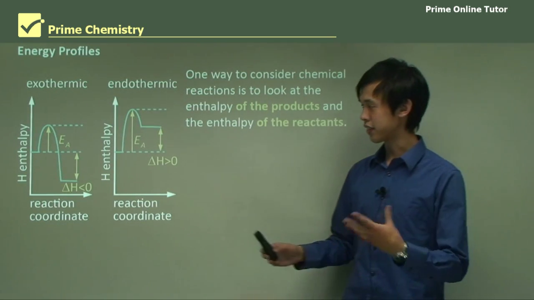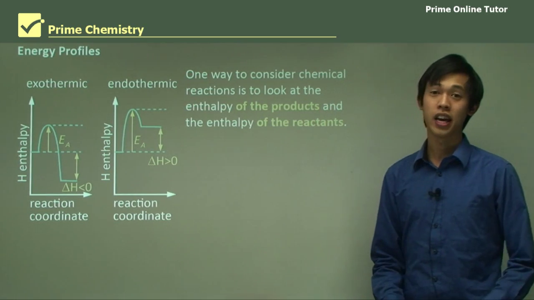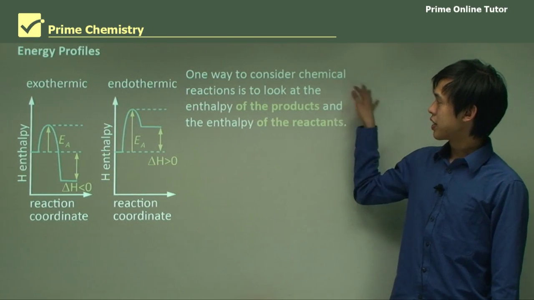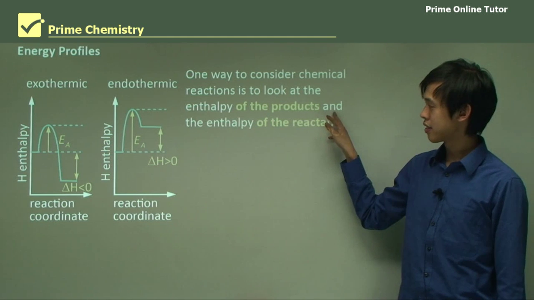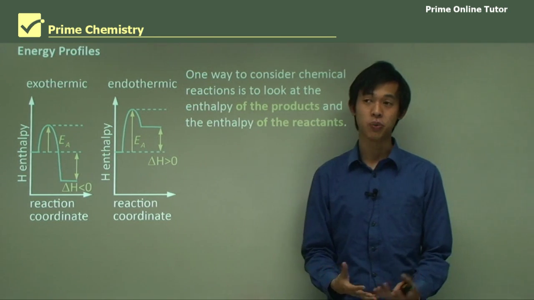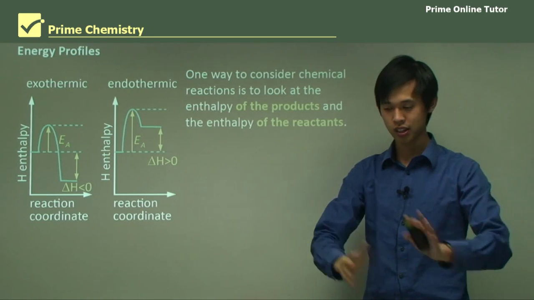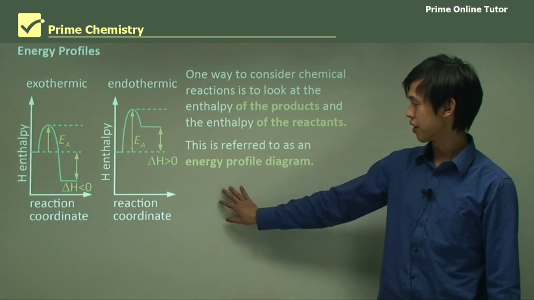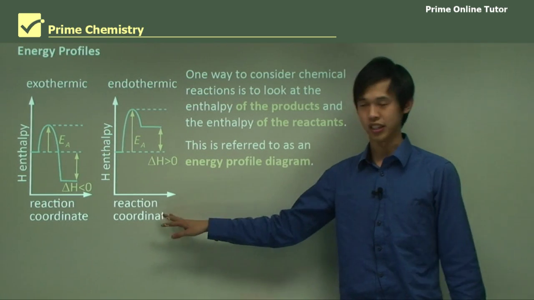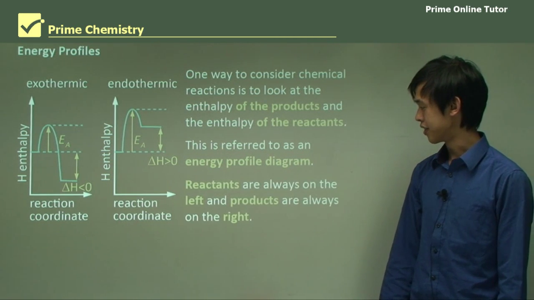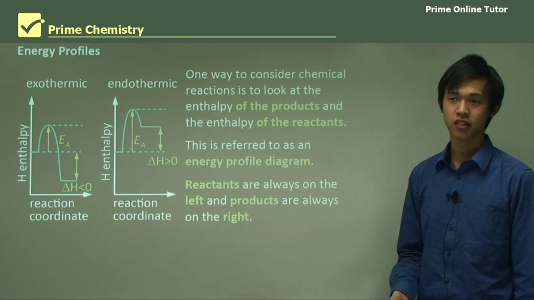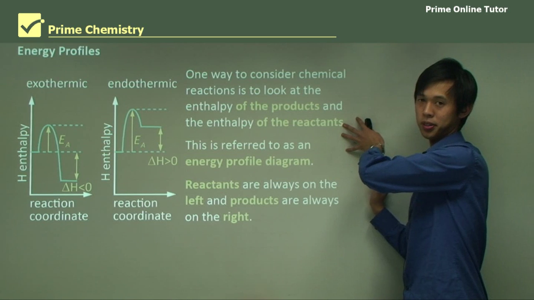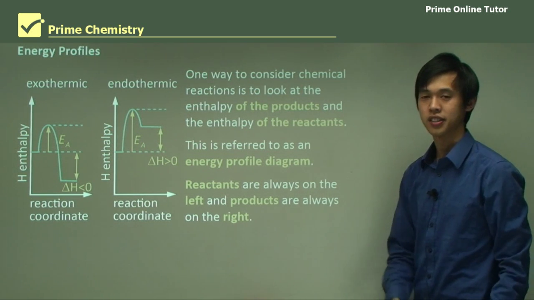Now that we've covered enthalpy, or H, we can talk about energy profile diagrams, and these are two energy profile diagrams. One way to consider chemical reactions is to look at the enthalpy of the products and the enthalpy of the reactants. When we have a reaction, we can ask, what is the enthalpy of the products? What is the enthalpy of the reactants? And then what happens in between? When we do that, we graph it and call it an energy profile diagram. Reactants are always on the left and products are always on the right, just like in a chemical equation, unless it's an equilibrium reaction, then it's a bit different.